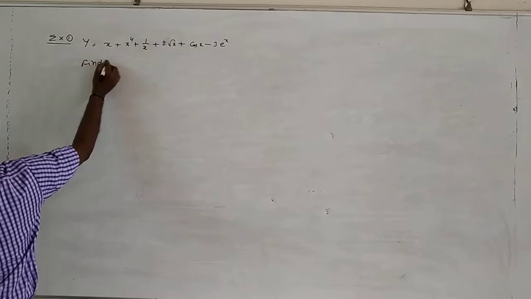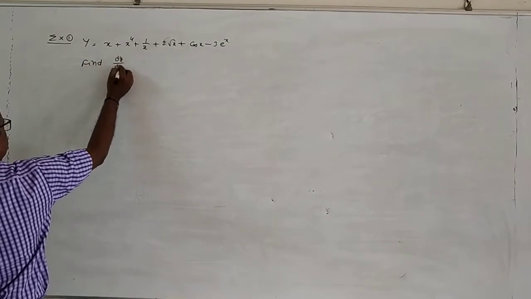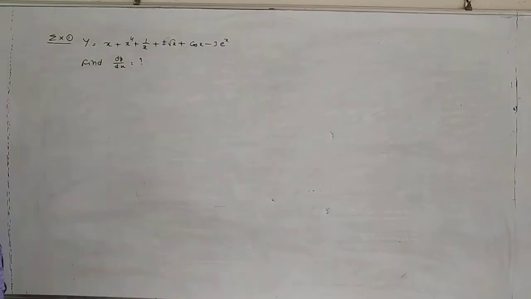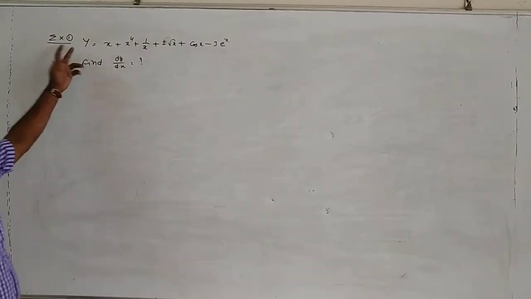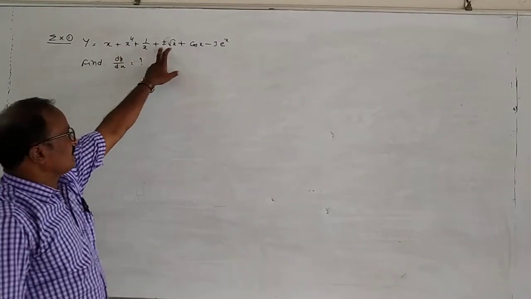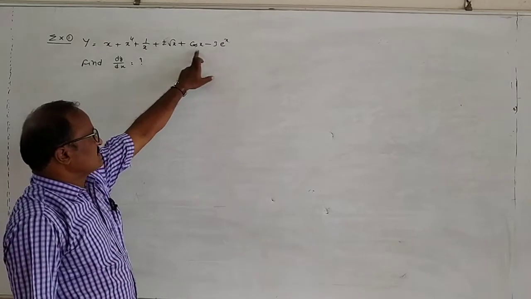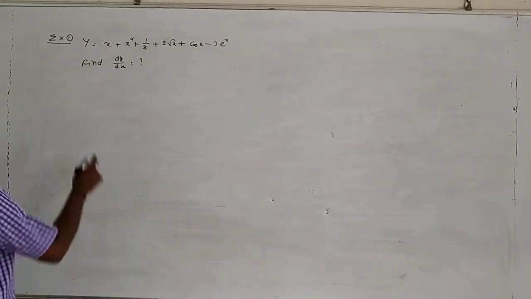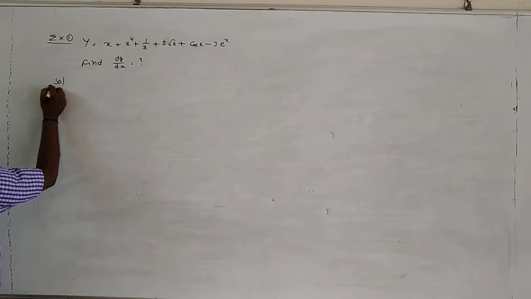Find dy by dx. This is the question: y equal to x plus x power 4 plus 1 by x plus 1 by 2 root x plus cos x minus 3 e power x. Find the value of dy by dx.